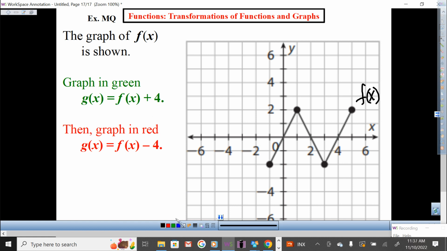All right. So what's going to happen to the original one to get the green one, Valente? Up 4, yeah. So we go from here, 1, 2, 3, 4. Again for each point. And you label that g of x.